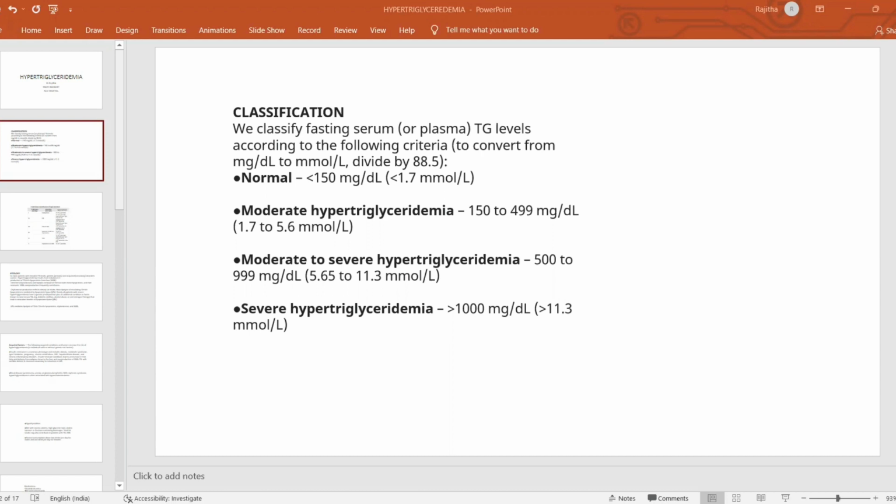Then talking about classification. According to the triglyceride levels, we have 3 kinds. The normal triglyceride level is less than 150 milligrams per deciliter. Moderate is 150 to 499 milligrams per deciliter. 500 to 999 milligrams per deciliter is moderate to severe, and severe is anything more than 1000. We can convert milligrams per deciliter into millimoles per liter by dividing the milligrams per deciliter value by 88.5. So that completes the classification of triglycerides.